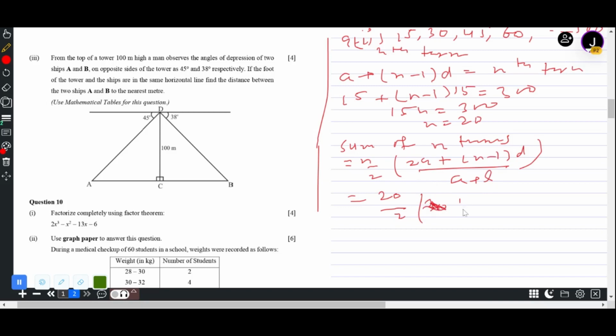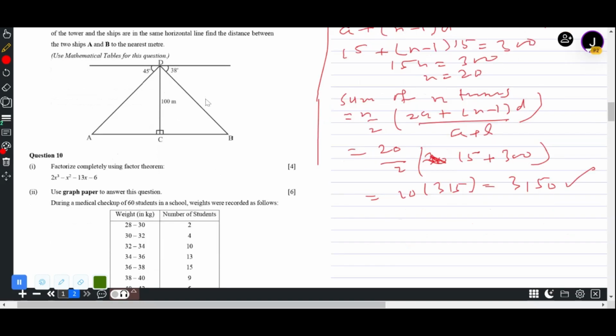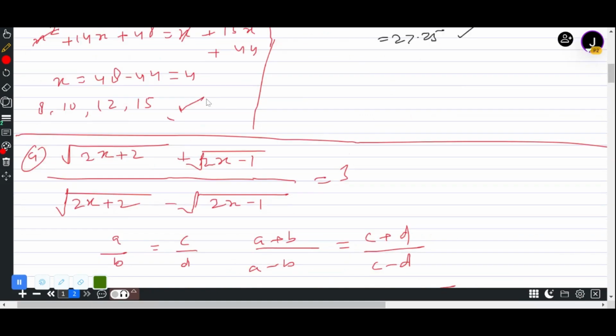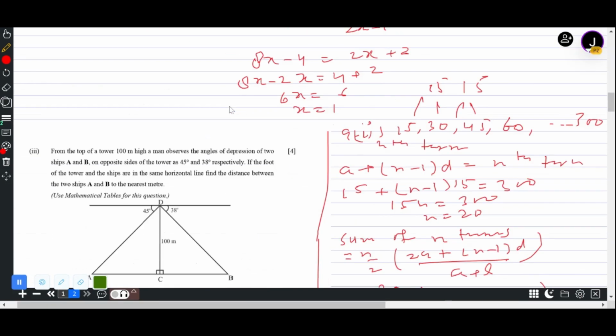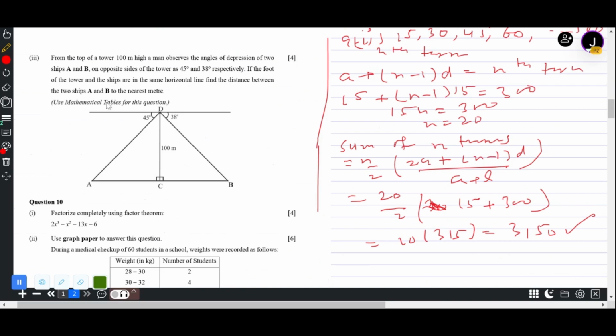So, what are they saying next? What is the sum of all the terms? Sum of all the terms will be? Sum of n terms is what? What is the formula for n terms? Sum of n terms is equal to n by 2 times (2a plus (n minus 1)d). Right? So what is the total number of terms? 20 by 2. That is 15, that is 30.